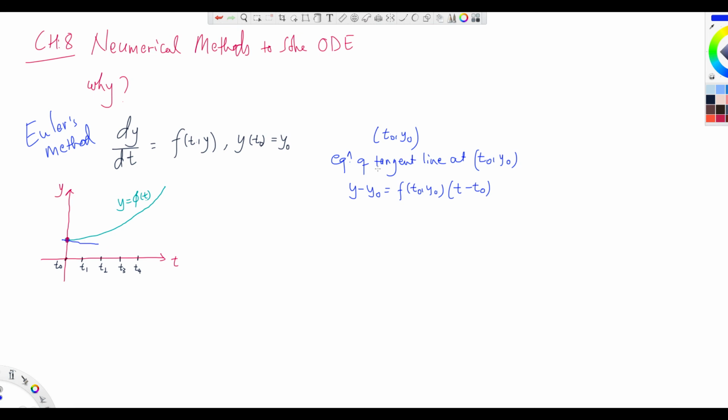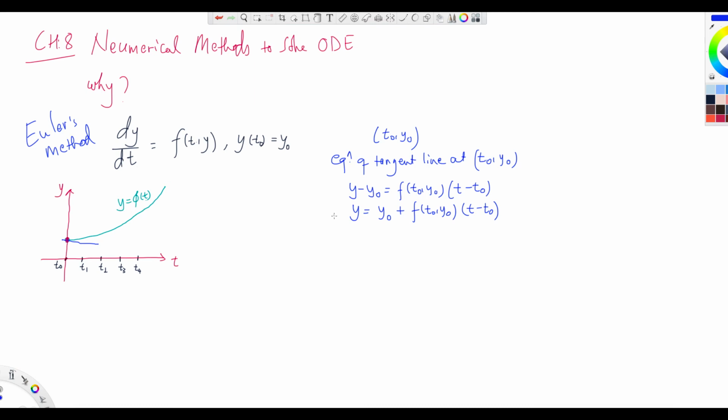We'll do that later. But first, write down this in the simple form. So you write y equals y0 plus f(t0, y0) times (t minus t0). You see that? So this is the equation of the tangent line at the given point. Now our goal is to approximate the solution y equals phi(t).